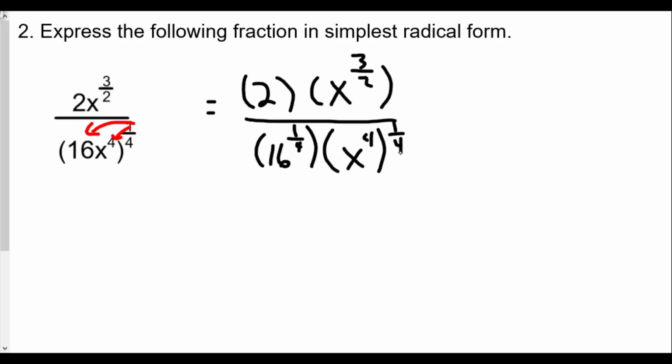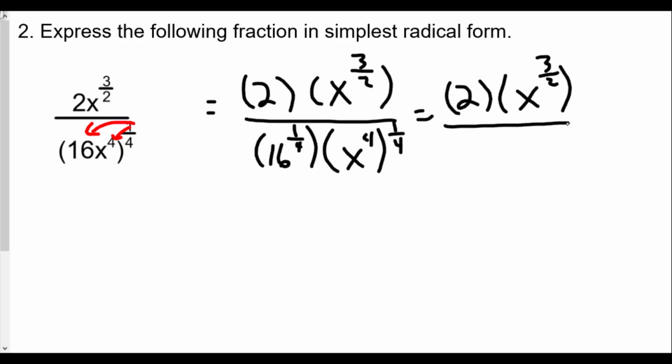And so we'll simplify now. Well, we have 2 in our numerator times x to the 3/2. That's totally okay. Well, 16 to the 1/4. Now 16 to the 1/4, we can rewrite 16 as 2 to the 4th power.